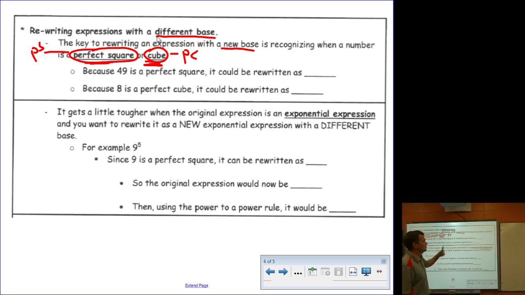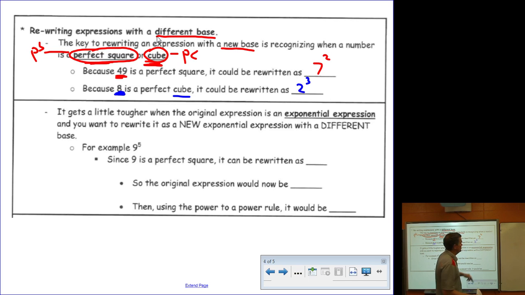I have an example. Because 49 is a perfect square, right? We know 49 is a perfect square. It could be rewritten as 7 to the second power. So instead of 49 to the first power, it's 7 to the second power. Or, because 8 is a perfect cube, it can be written as something cubed, right? In this case, 2 cubed. All right? Now, how does this help us? Well, let's show you. It gets a little trickier here.